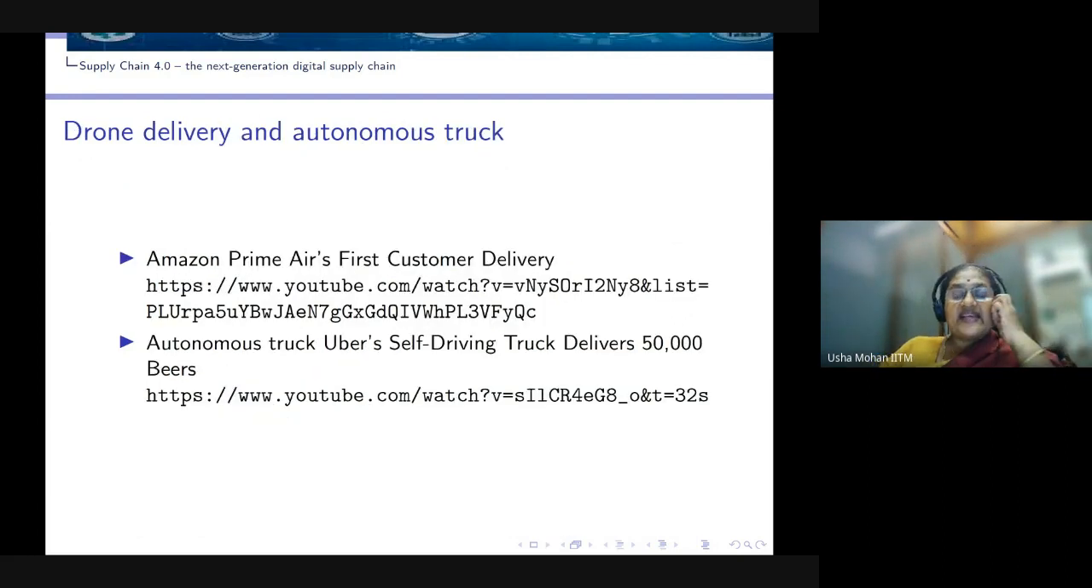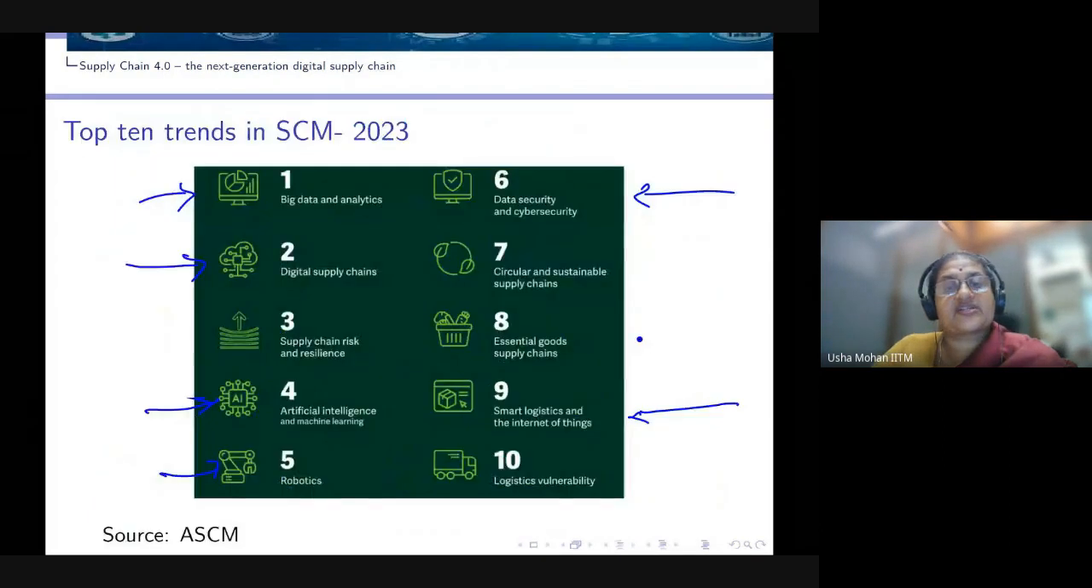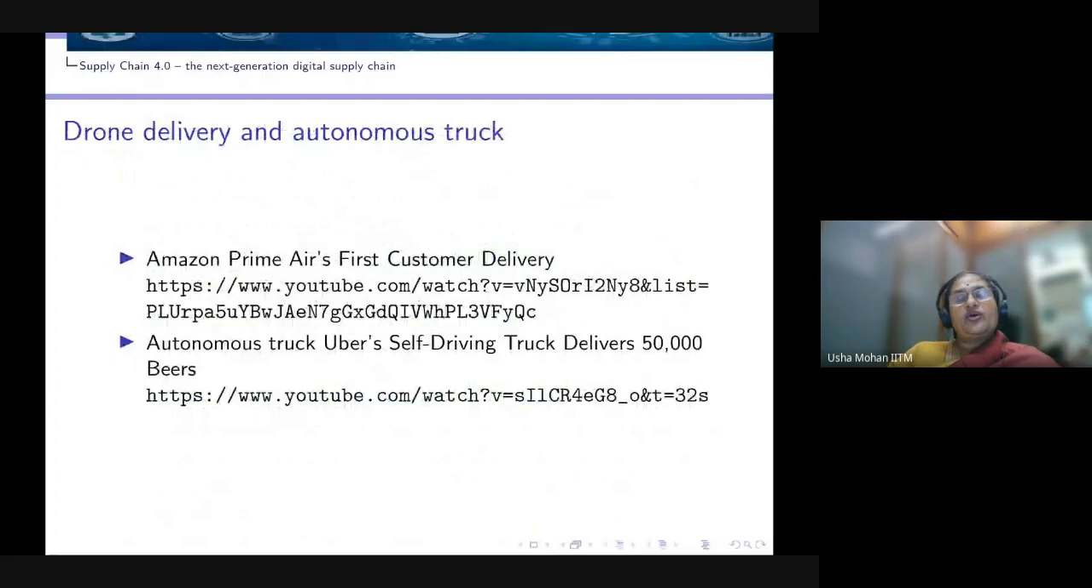The next thing we are talking about here is drone delivery and autonomous trucks. Amazon Prime again has a patent on the first customer delivery. I would be sharing my slides. I don't think I have the time to display all the videos I have here, but I'll show you one of the videos perhaps. One is the autonomous truck, where there is a self-driving truck.